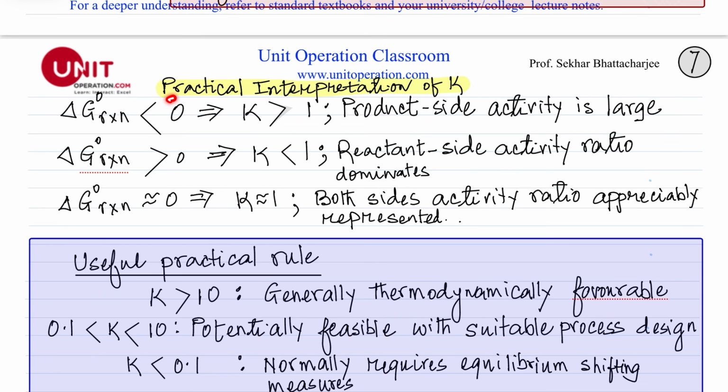Now let's look at the practical interpretation of K. As we said, if the standard Gibbs energy of reaction is negative, K is going to be greater than 1. Product side activity is large, so the forward reaction is favored. If delta G of reaction is greater than 0, then the K value is going to be less than 1, and the reactant side activity ratio dominates. That doesn't mean the products are not formed. And if delta G is approximately 0, K is going to be equal to 1, and both sides' activity ratios are appreciably present in the equilibrium composition.